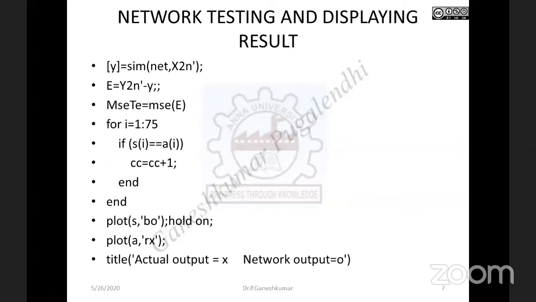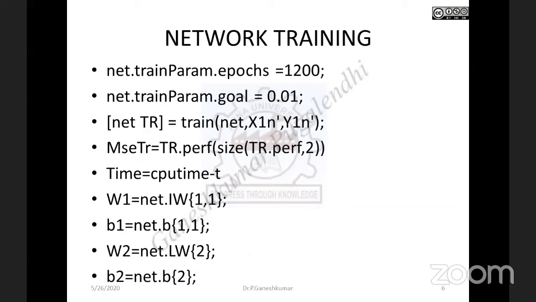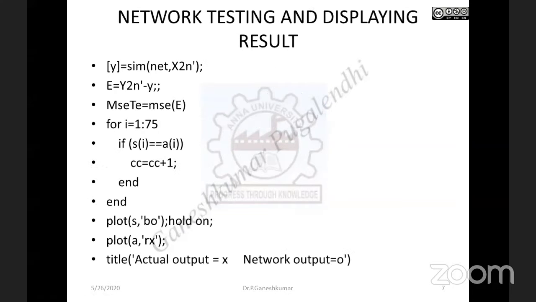Followed by network training, you need to go into testing. For testing, you need to use the command sim. Sim is the command that is used to simulate the network, that is, test the network. Look at the command carefully. Sim is an inbuilt function which accepts only two parameters, net comma x2n. Whereas train accepts three parameters, net, x1, y1. While training the network, you need both the training input as well as the training output. Whereas while testing, you need only the input.